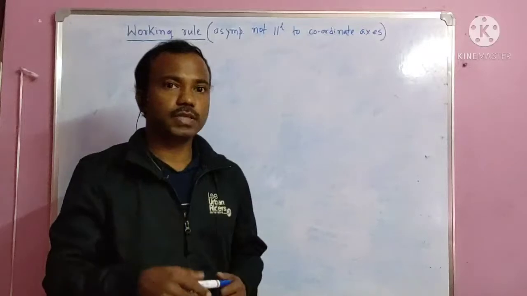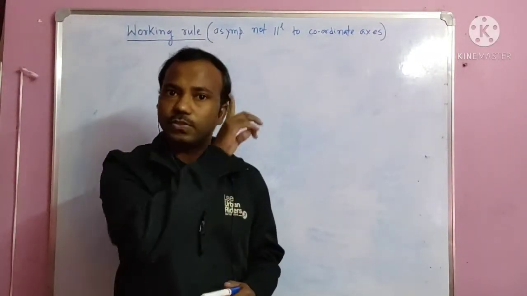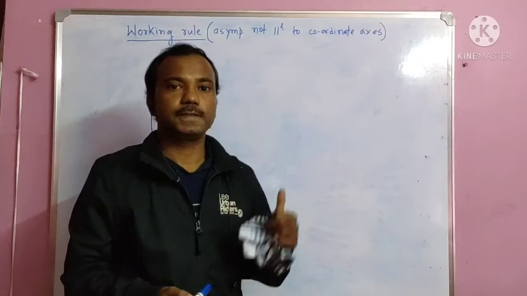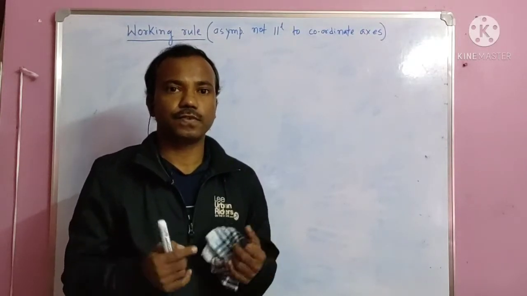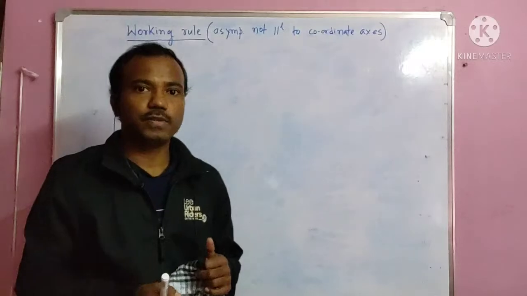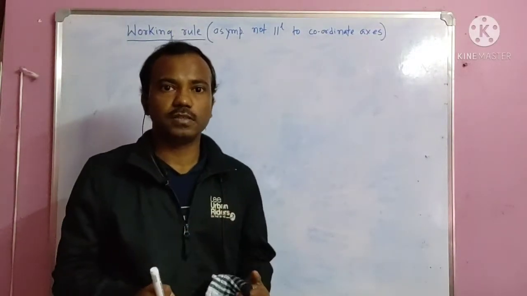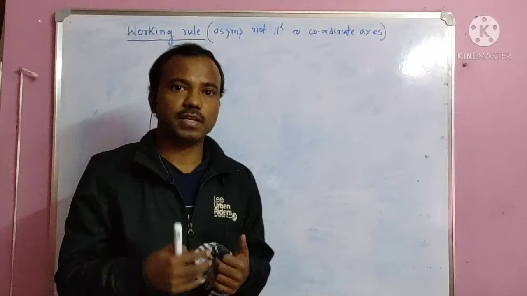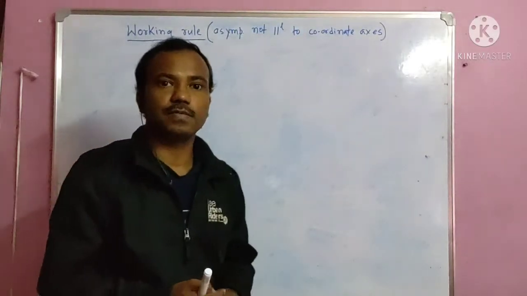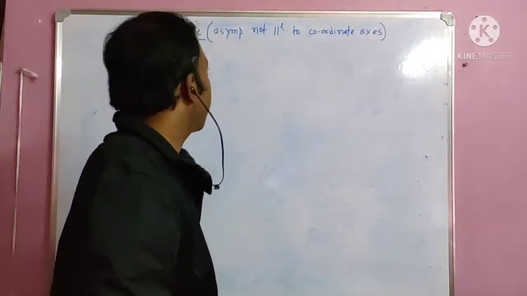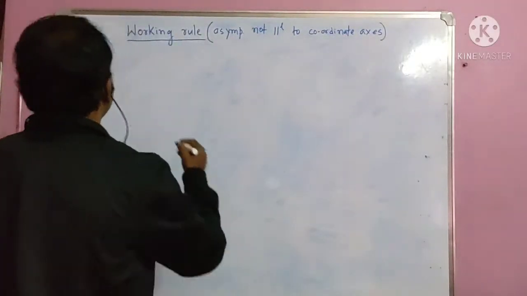Now we will look into asymptotes which are not parallel to any coordinate axis. So solving them is a little bit tricky. For that, I will first give you a working formula for how to solve them, and after that we will apply this formula and solve some of the problems.